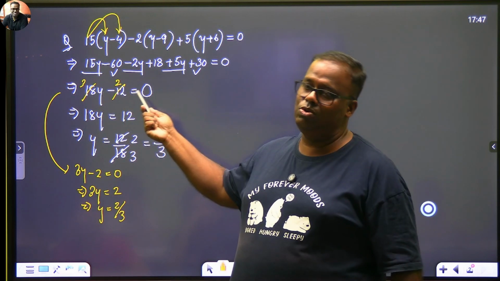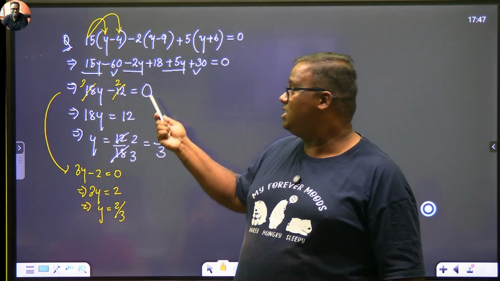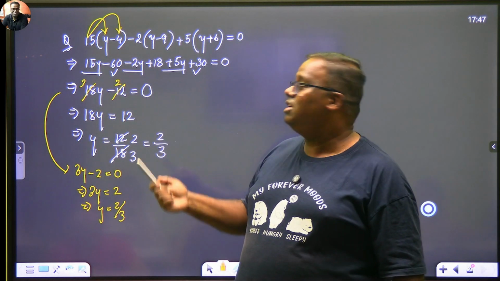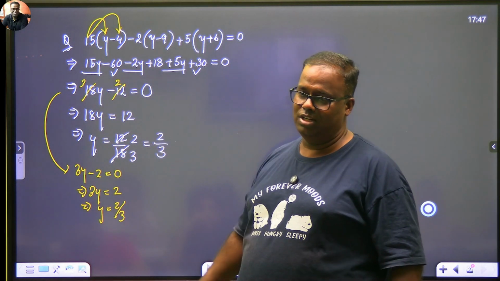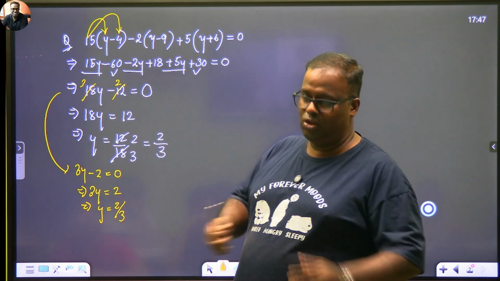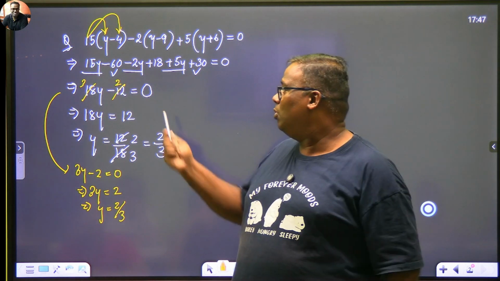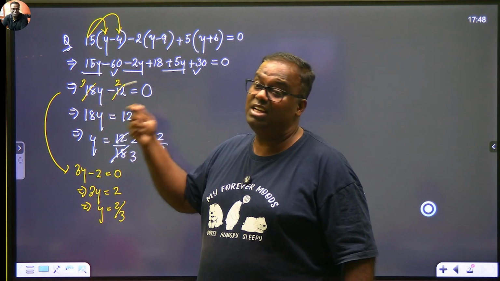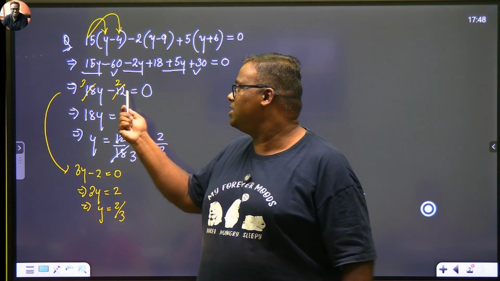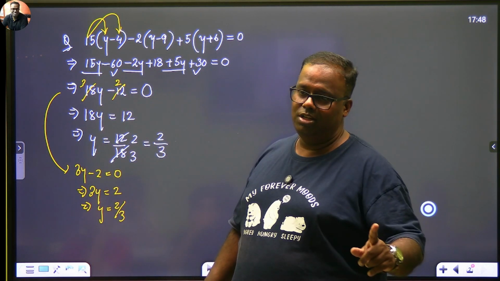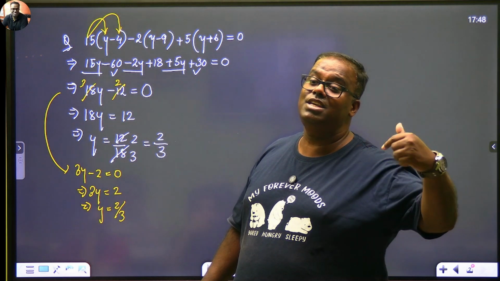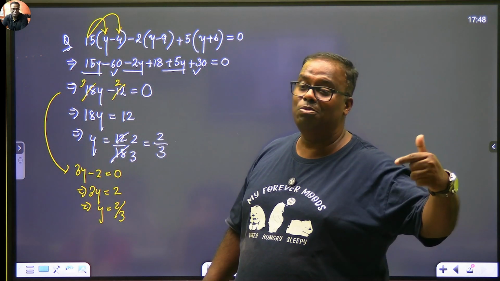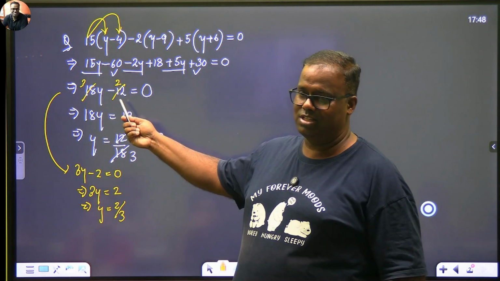18y minus 12 is equal to 0. This is 0 on this side. Now see how much you can factor out from here. Whatever you take out from one term, you should take out from the other also. Basically 6. 6 is the maximum that both can give you in common. So 6 is known as the HCF, highest common factor.